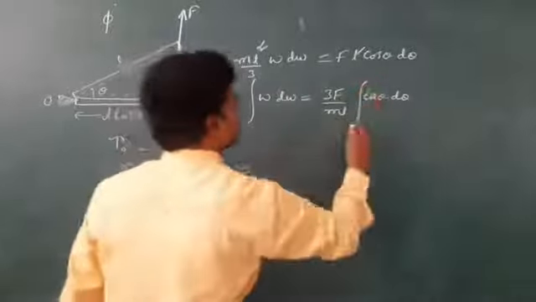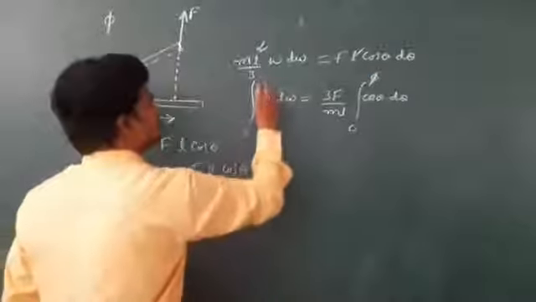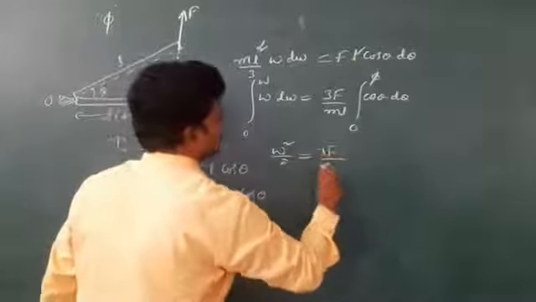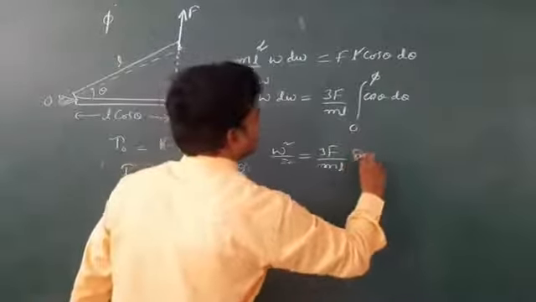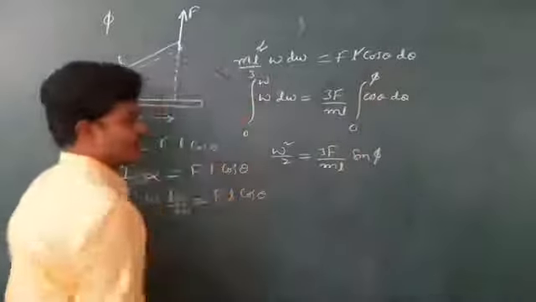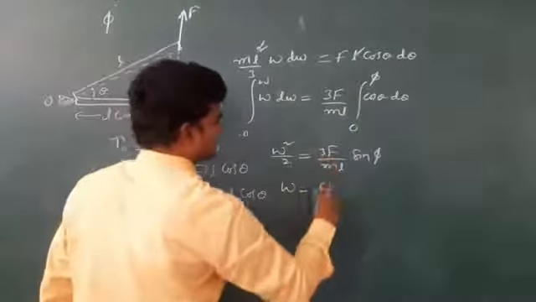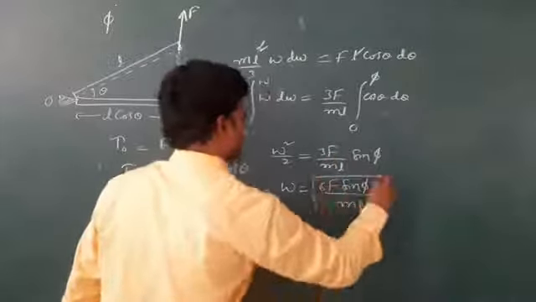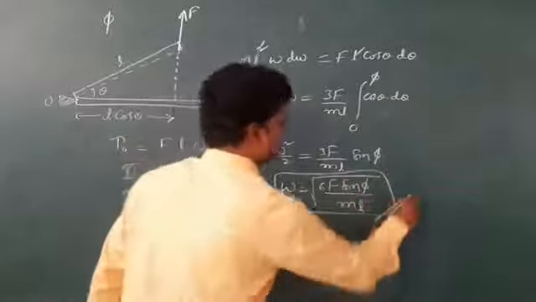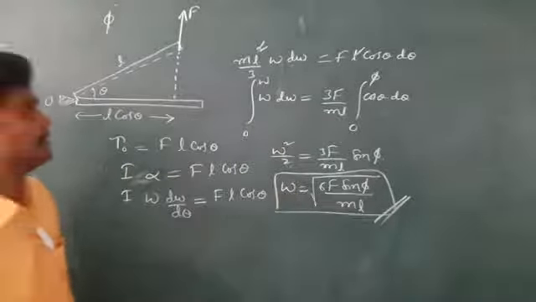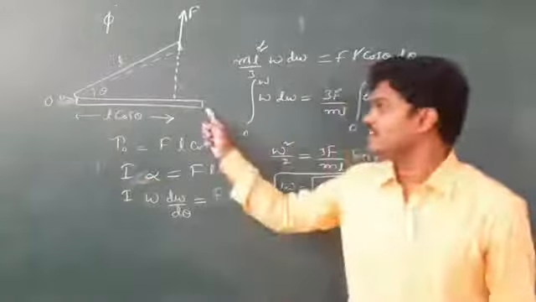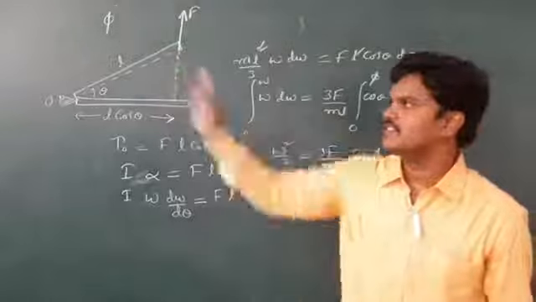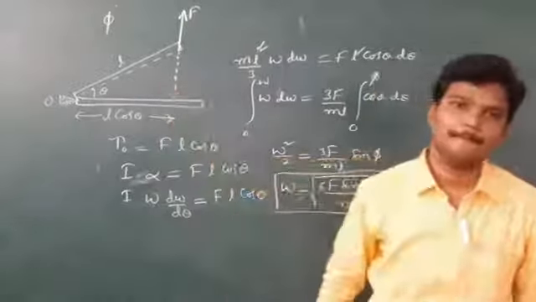Apply the integration, from 0 to pi on one side and 0 to omega on the other. So this is omega square by 2 equals 3F by ml times sin pi. Now the answer is omega square equals 6F sin pi by ml. So this is the answer for this question. Earlier, the force was applied at the edge of the rod. Later, the force is applied from somewhere with a certain angle theta, so they gave this diagram.